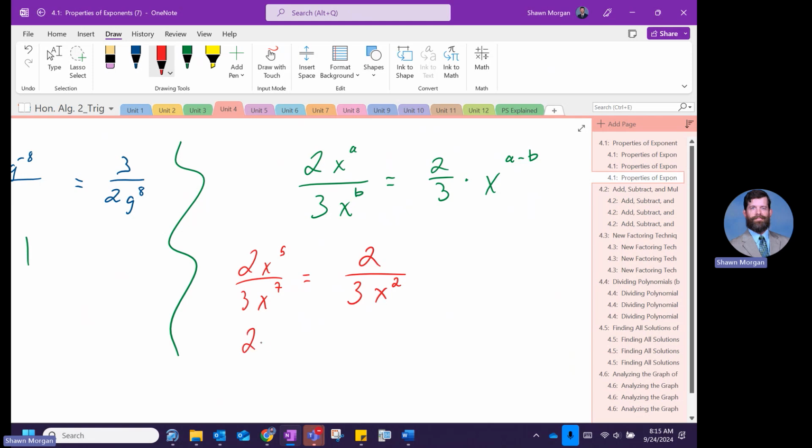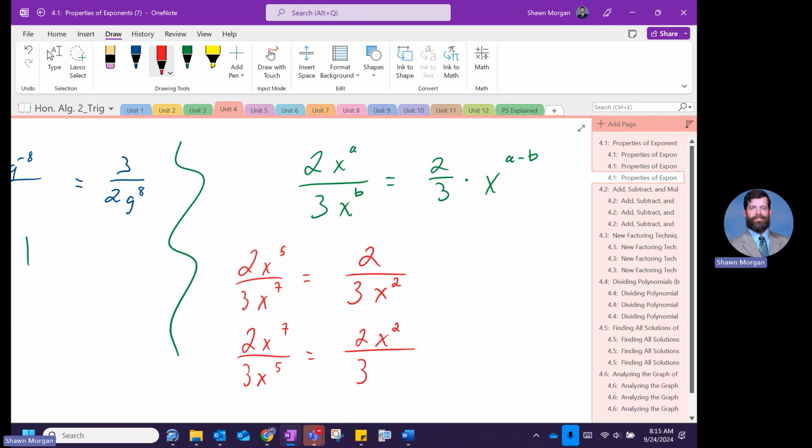Or if I had 2x to the 7th over 3x to the 5th, hopefully it's obvious, again, the 2 and the 3 are going to stay where they're at, but then I'm going to have x to the second up top because 7 minus 5 is 2. That's not negative, so it's just going to stay where it's at.